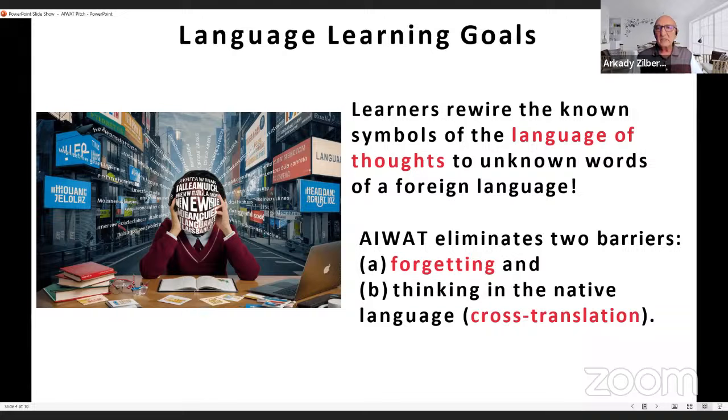AIWAT eliminates two barriers: forgetting and thinking in the native language. That is, cross-translation is eliminated.